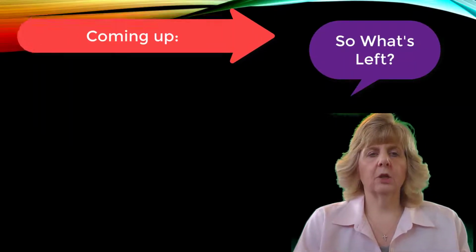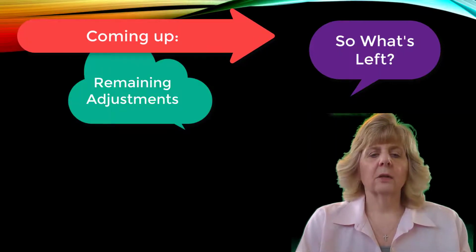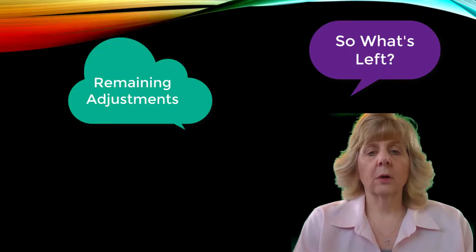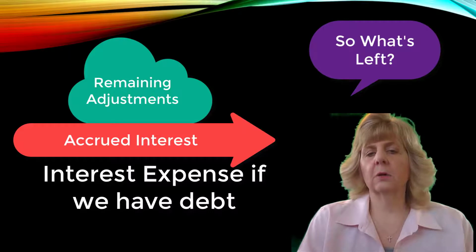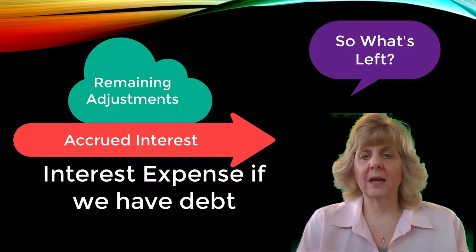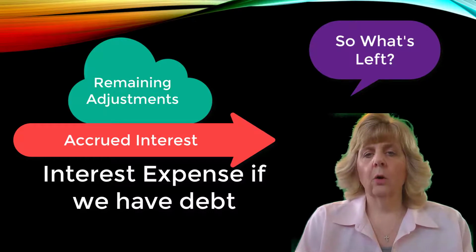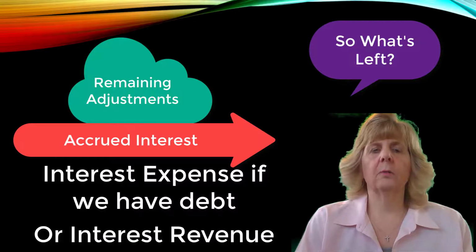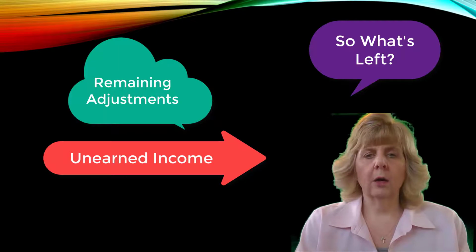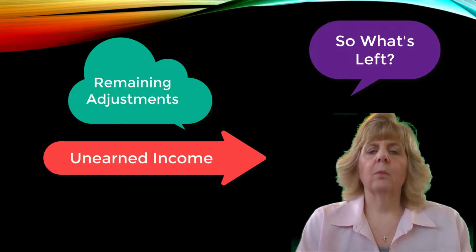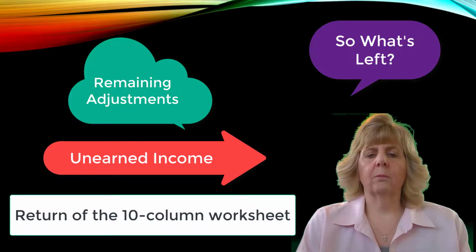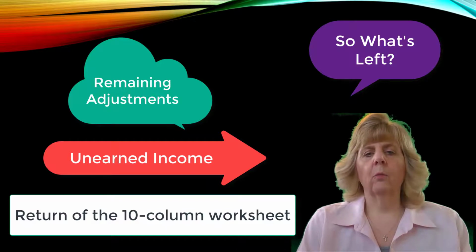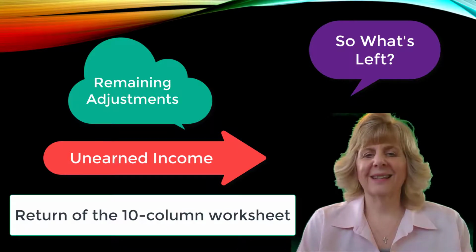In this video, we'll cover the remaining adjustments needed. These will deal with accrued interest. Sometimes it'll be interest expense if we're the ones that owe the money, or it could be interest revenue if we are the ones that are owed the money. We'll cover the unearned adjustment, and then we'll bring back the concept of the 10-column worksheet and work through some examples. Let's get started.